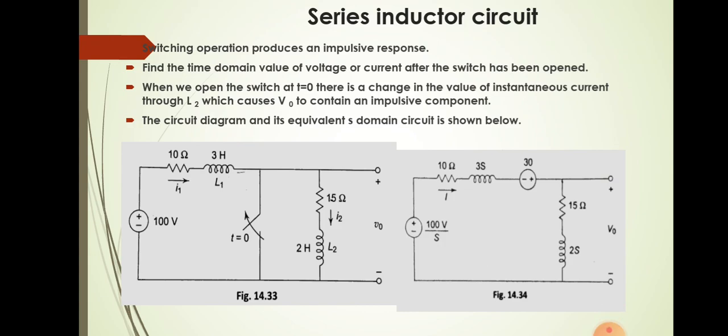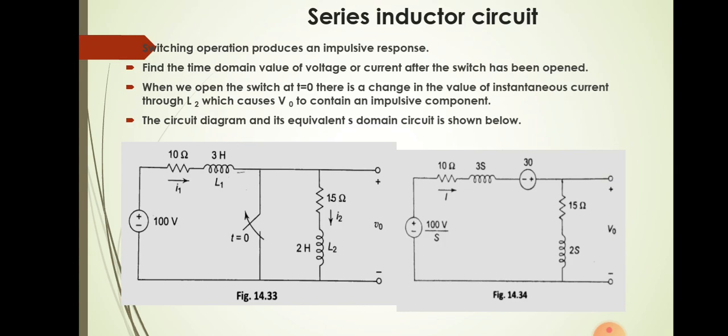Here we will discuss the series inductor circuit impulse response. In the previous video we discussed the impulse function corresponding to the switching action, and in that case we discussed the capacitor circuit. Now we will consider an inductor circuit and how this switching action produces an impulse function in the case of an inductor circuit. That is our discussion.